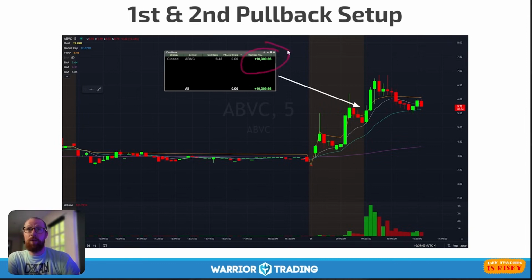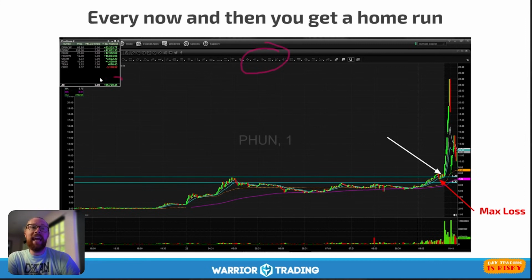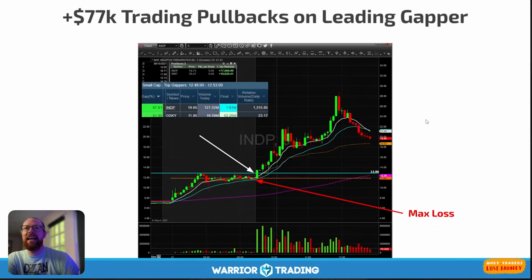This is $10,000 in one day. This was $85,000 in one day. Every now and then you get a home run, right? And obviously my results aren't typical. I was trading with a larger account. But nonetheless, this is a nice pullback right there. And then right into the open, you got a squeeze from $8 to $24 a share. Holy moly. We didn't see that coming.